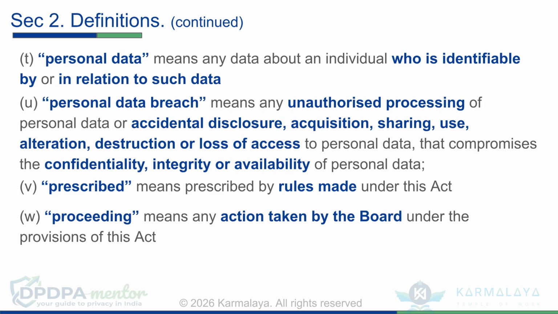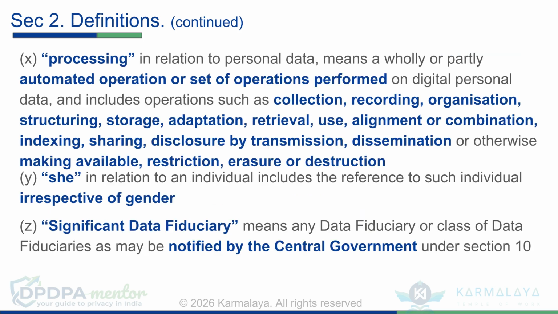The term personal data means data about an identifiable individual or having relation to such data, as per subsection T. Per subsection U, a personal data breach is any unauthorized processing or accidental access or loss that compromises confidentiality, integrity, or availability. Per subsection V, prescribed means established by rules. Proceeding means any action taken by the Board, as per subsection W.